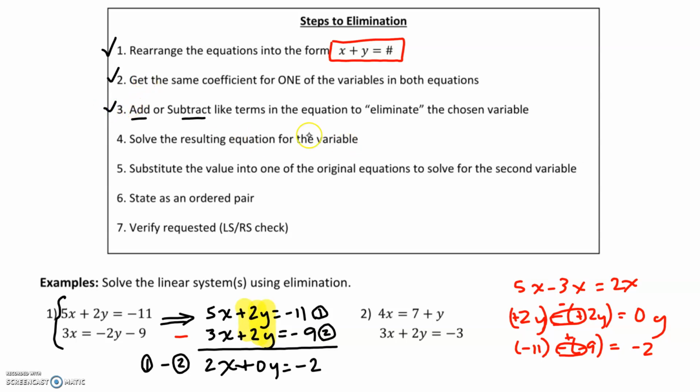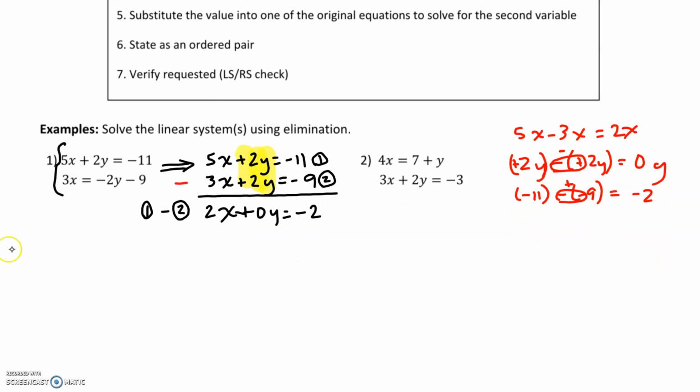Step 4 is solve the resulting equation. So the resulting equation, 0y is gone, so I'm left just with 2x equals negative 2. So we're going to simply solve for x. We'll divide both sides by 2. So x equals negative 1. And so that is our x value of our point of intersection.